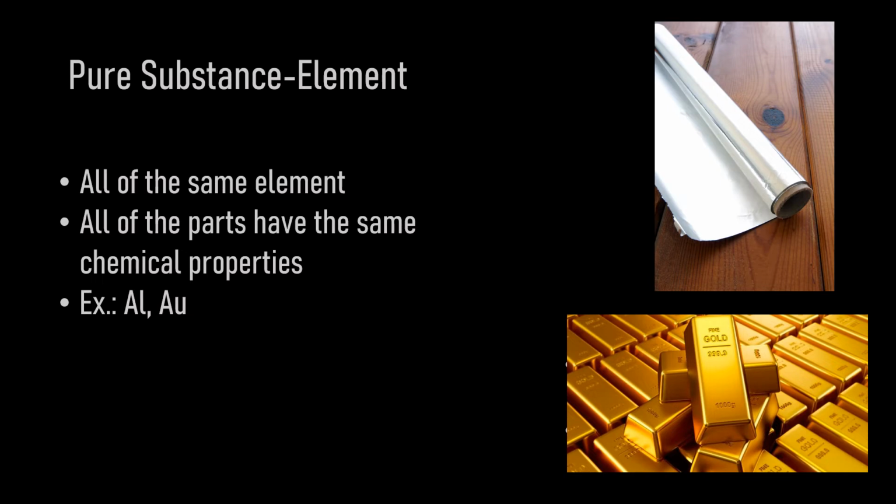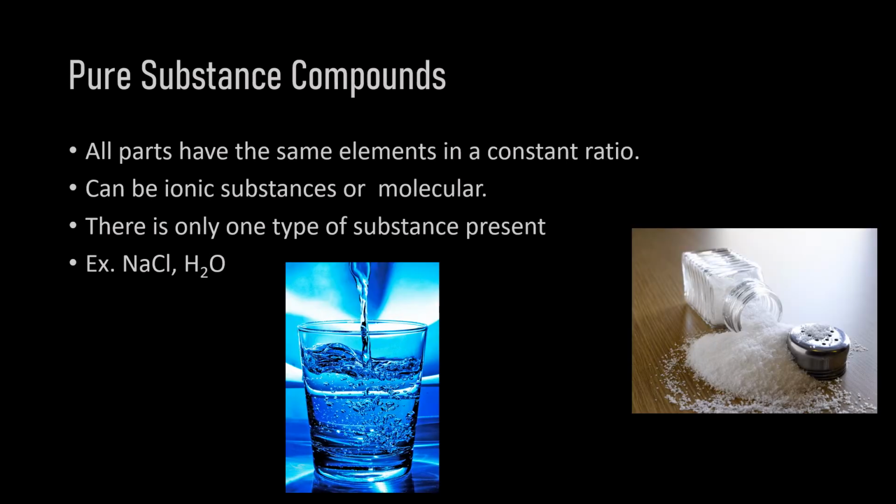Hi, okay, so today we're going to talk about pure substances and determining their empirical and molecular formulas. A pure substance is made up of one element, all of the same element, or all of the parts have the same chemical properties, like aluminum or gold. A pure substance can be a compound as well, where all of the molecules have the same ratio of elements. They can be ionic substances or molecular. There is only one type of substance present. So we have salt and water as our examples.